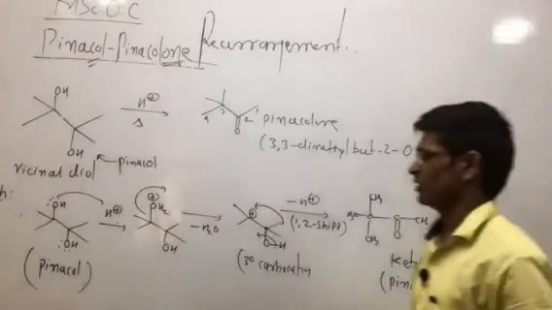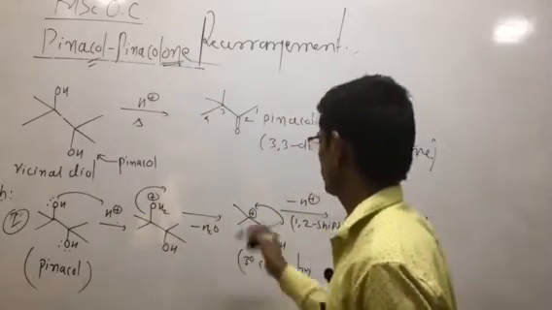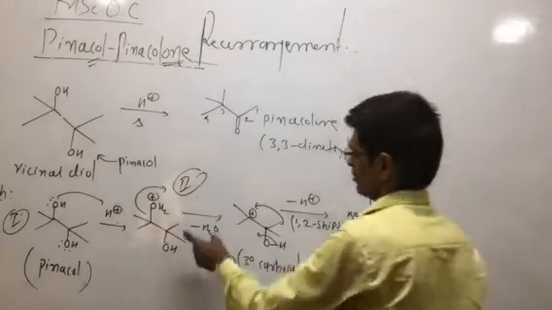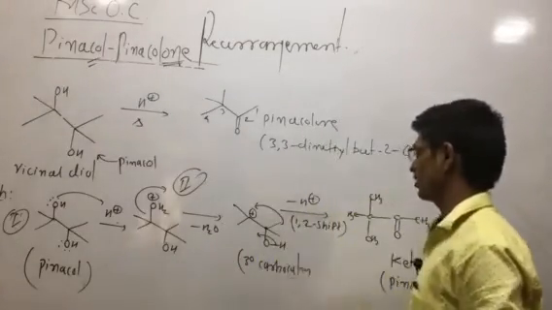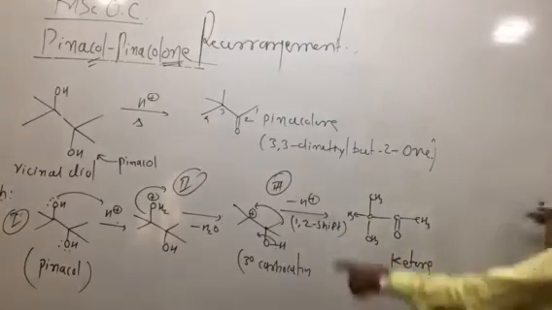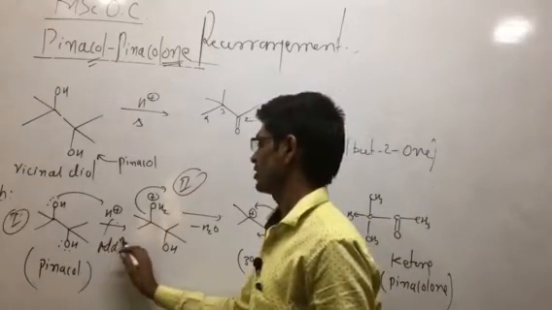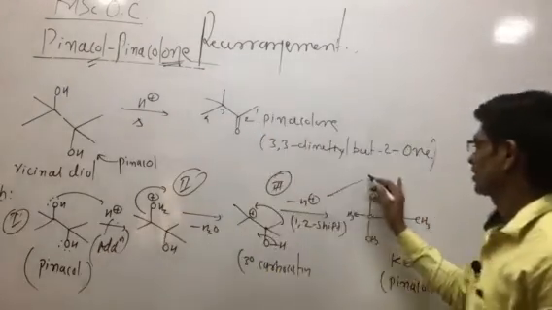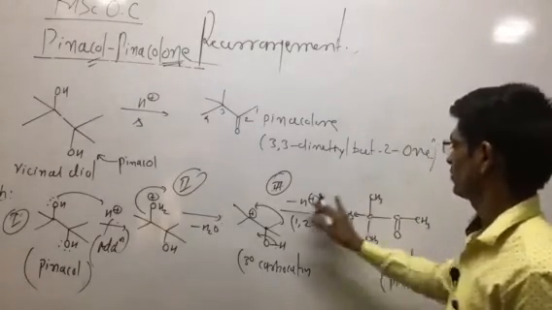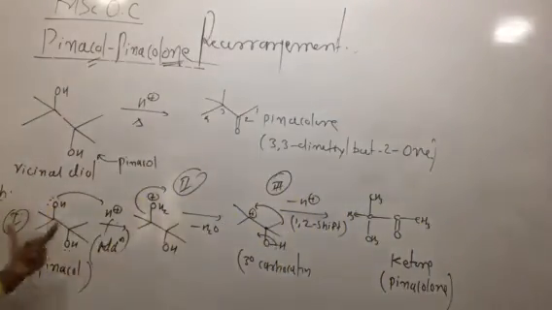What is the mechanism? First step, after abstraction of the proton, it is converted into a good leaving group. In the second step, loss of water molecule and generation of the carbocation. In the third step of the mechanism, the 1,2 shifting takes place after loss of H plus. First step में हमने यहाँ पे क्या किया था? Addition किया था H plus का. Last step में हमें इसको क्या करना है? Eliminate करना है. So that's why we call this elimination of H plus, along with 1,2 shifting, pinacol to pinacolone.